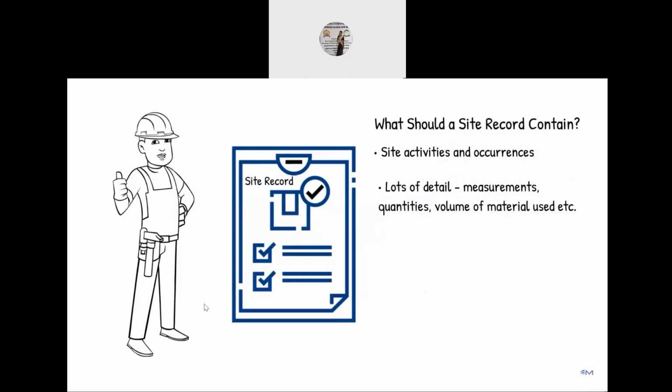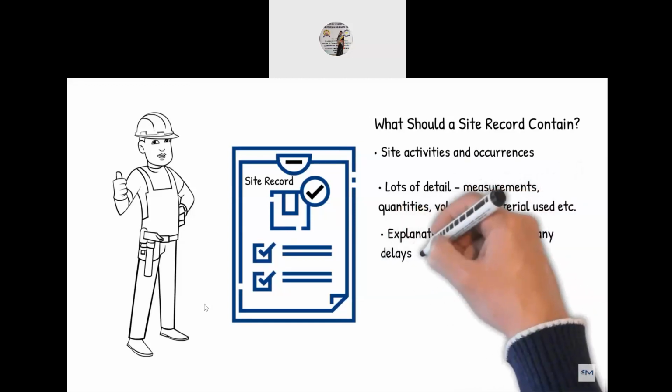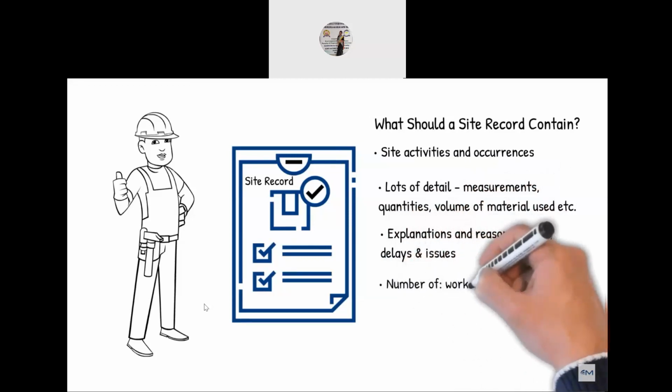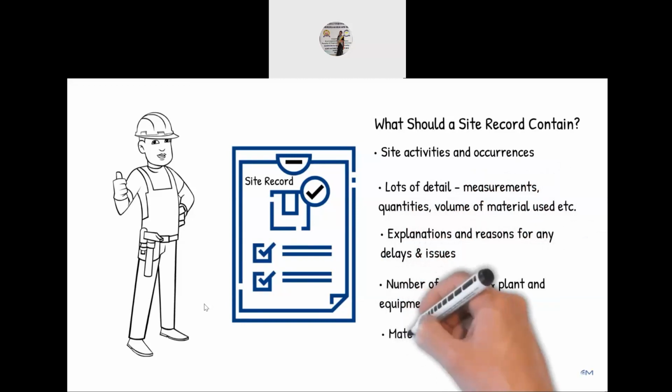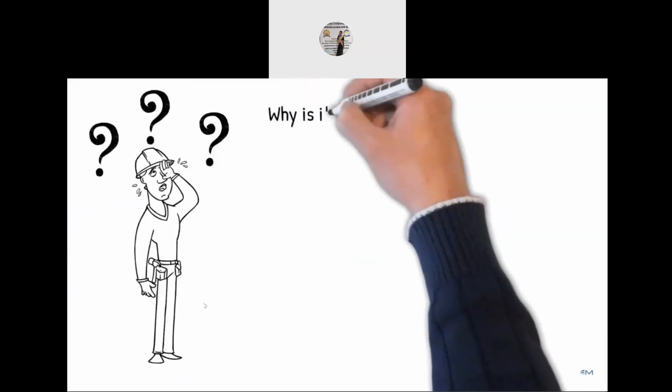This can include measurements, quantities, volume of material used, and the like. It should also include explanations and reasons for any delays incurred and any issues encountered. Numbers of workers present on site, specifically what plant and equipment was in use, and also material deliveries. Keeping detailed site records is important for the following reasons.